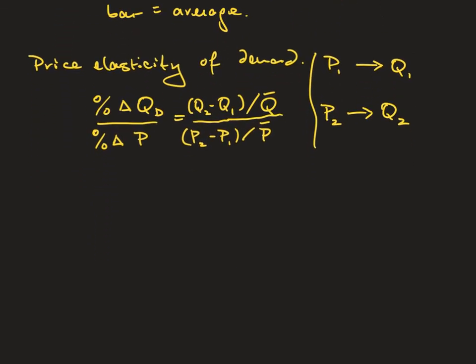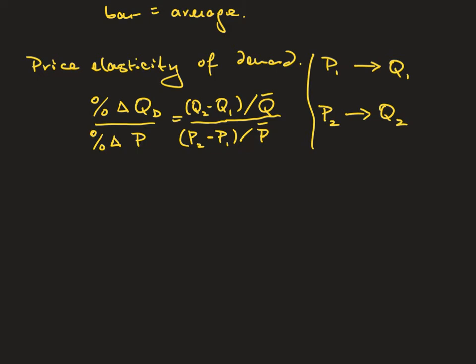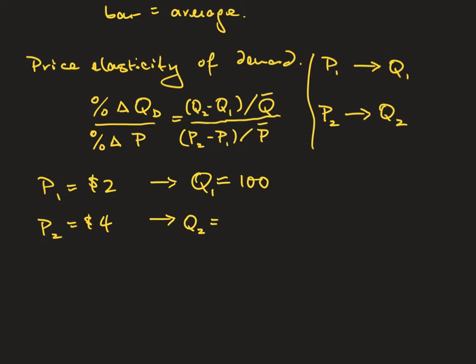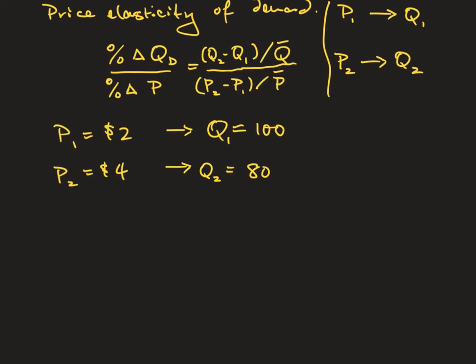So, if I told you that when the price of lemonade is $2, customers want to purchase 100 cups of lemonade, let me call that Q1, then when the price is $4, customers want to purchase, let me do 80 cups of lemonade. Calculate the elasticity.